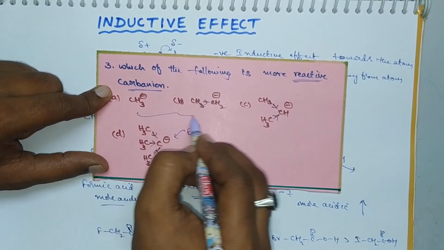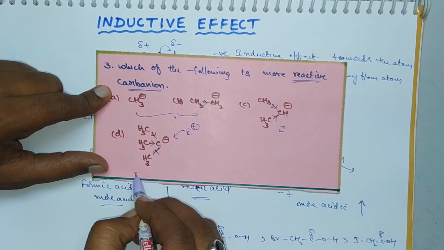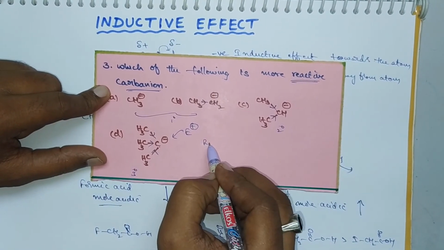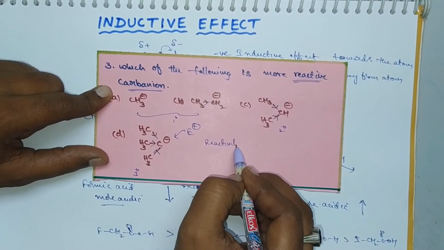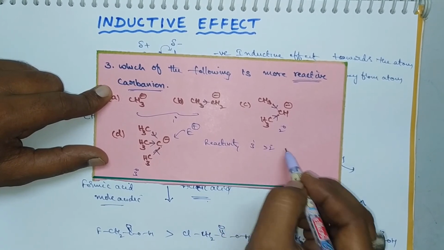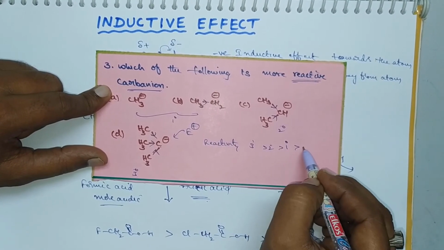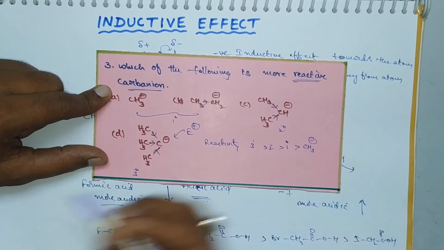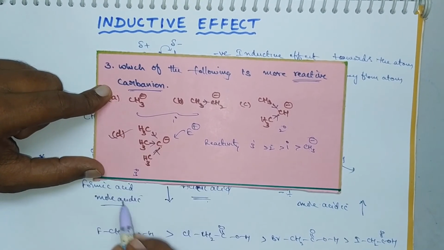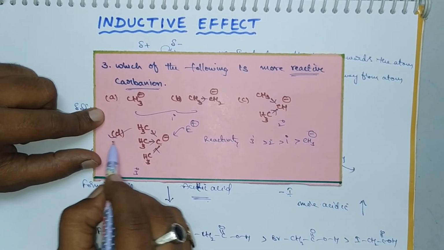So these two are primary, this is secondary and this is tertiary. That's why the reactivity order will be tertiary greater than secondary greater than primary greater than CH3 minus. This will be more reactive. So the answer is D.